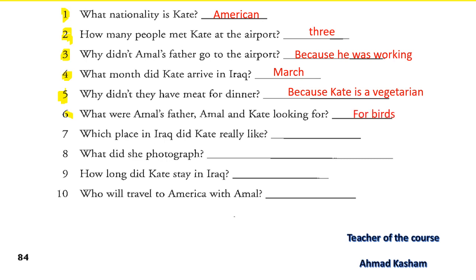Number 7. Which place in Iraq did Kate really like? She liked the museum. Number 8. What did she photograph? She photographed birds, old jewelry, and statues. 9. How long did Kate stay in Iraq? She stayed 3 weeks. 10. Who will travel to America with them? Her mother.